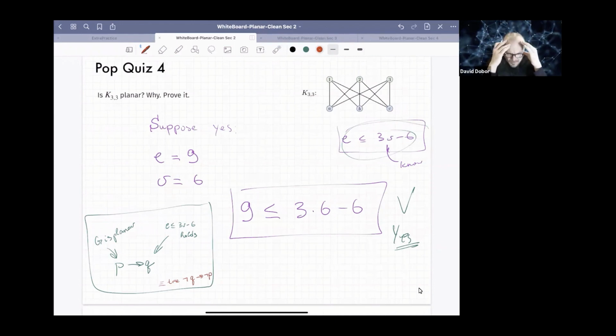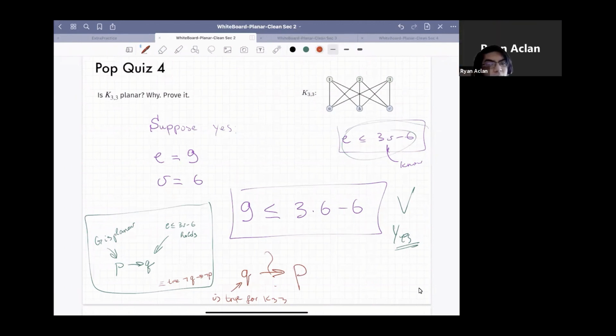So here's what we have. K33, is it planar? Well, for this graph, Q holds. Q is true for K33. Can I conclude that P is true? P stands for the graph is planar. Can I conclude that Q implies P? That's the converse of the statement. P implies Q is the statement that we proved. Q implies P is the converse. Did I ever prove the converse? No. I never proved the converse. I never claimed it to be true.